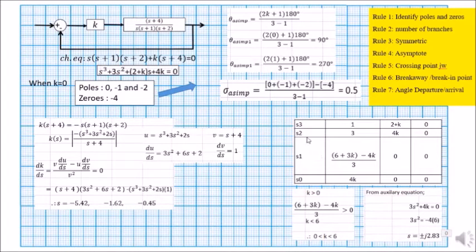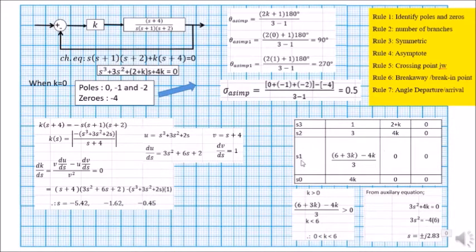In order to solve this RH table, we use the same formula that you learned in Control Fundamentals last semester. First, we put the odd coefficients in the first row. So for the first row we put 1, then 2 plus K based on these coefficients, and after 4K, we put 0. For row number 2, we put the even coefficients: 3, 4K, and 0.